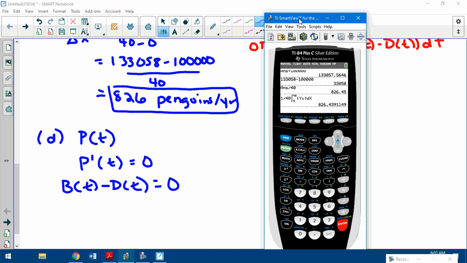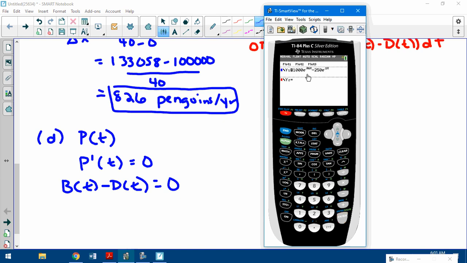So I've already got b of t minus d of t in y1. Let's make y2 equal 0. We want to find it specifically on my interval from 0 to 40. The y min and y max can just be negative 10 to 10 because I'm looking for where it hits 0 anyways. And I'm going to be looking for where that graph crosses the x-axis. That's going to find my critical values. And that's the first step.